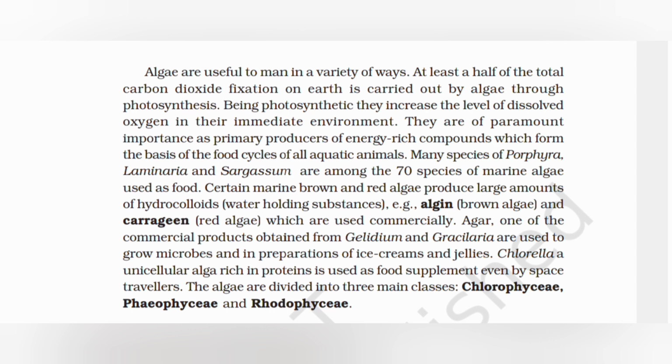Certain marine brown and red algae produce large amounts of hydrocolloids (water holding substances). Example: algin (brown algae) and carrageen (red algae), which are used commercially. Agar, one of the commercial products obtained from Gelidium and Gracilaria, is used to grow microbes and in the preparation of ice cream and jelly. Chlorella, a unicellular alga rich in protein, is used as a food supplement even by space travelers. The algae are divided into three main classes: Chlorophyceae, Phaeophyceae and Rhodophyceae.